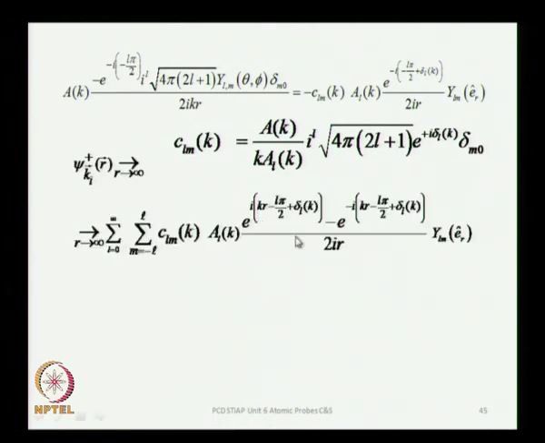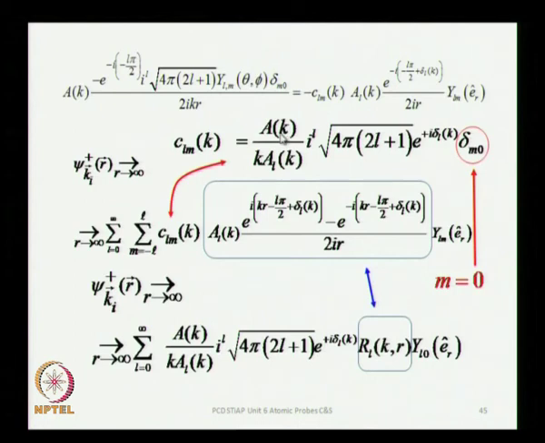So here you have this result that these coefficients are now determined, and you can use these coefficients which have now been determined over here. Okay. So plug in this expression for c_lm over here. This function is nothing but the radial function, which is the solution to the radial part, right.